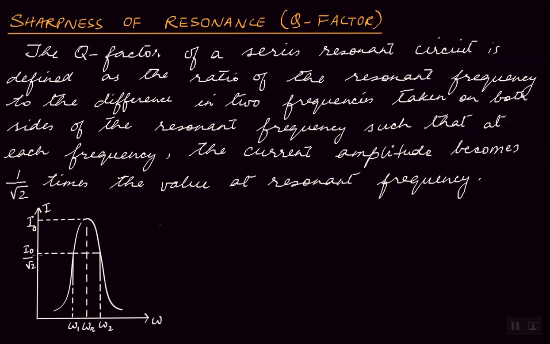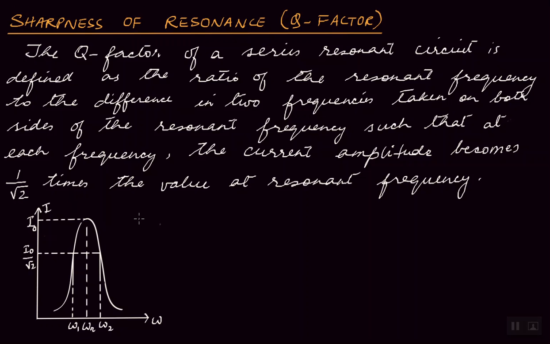Now what we do is we take a value I naught by root 2. Let's say this is the point where I naught by root 2 is. And then we draw a line. This line intersects the graph at 2 points, this point and this point. So this point corresponds to omega 1 and this point corresponds to omega 2. So obviously omega 1 and omega 2 are the two frequencies on both sides of omega R, where the value of current is 1 by root 2 times the peak value of the current.